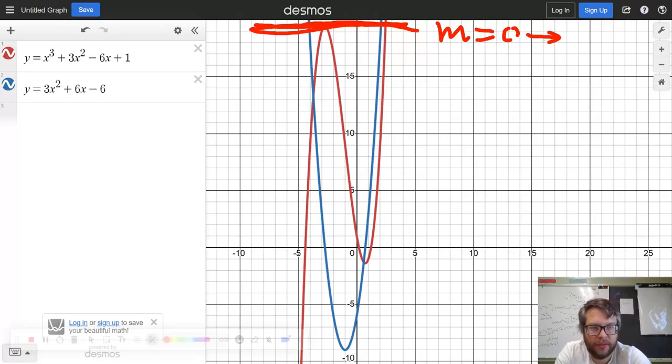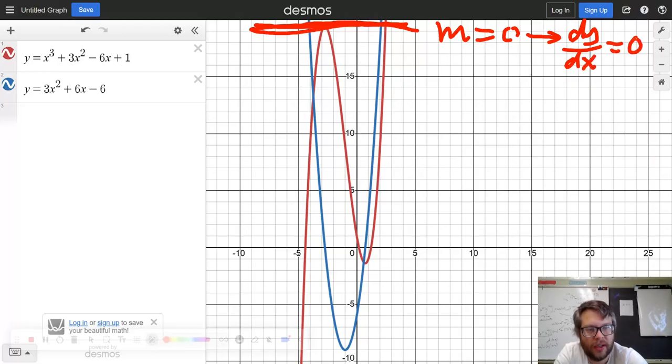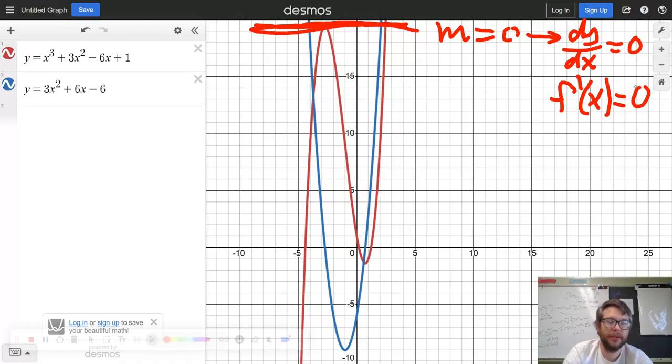Here's the notation for derivative. There's two ways you can do it. You can write it as dy over dx, which is just saying change in y over change in x. Or you can say f prime of x when you're talking about a function. Both of those just mean that the slope is 0 at that point.